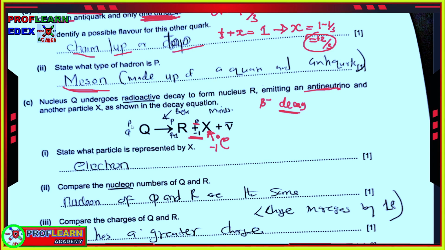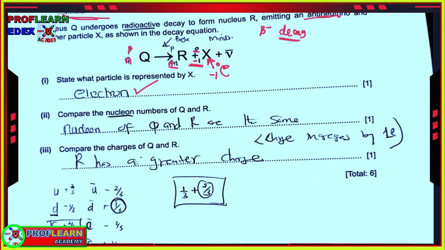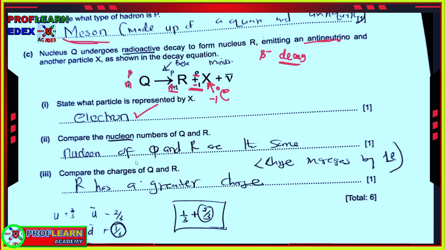Then now, if for instance this was having P up here and an N down here, then you can see that this should be N+1 because of this negative that we have here, so that we can have the equation balanced on the other side. So we are supposed to state the particle X. The particle X is actually an electron, and compare the nucleon of particle P, Q and R.